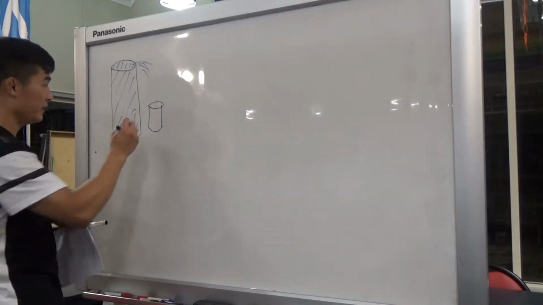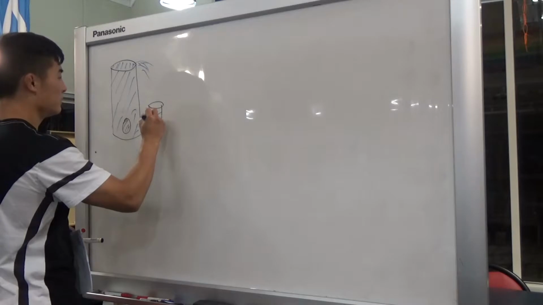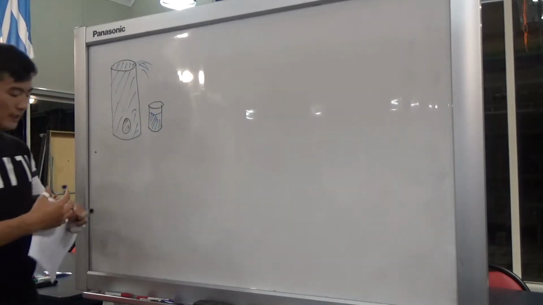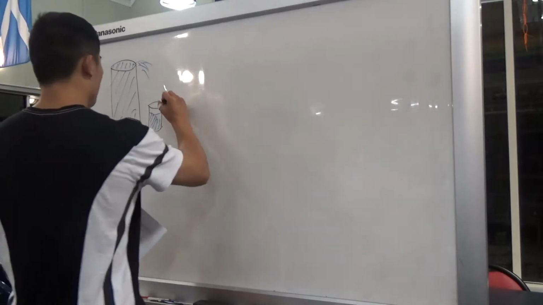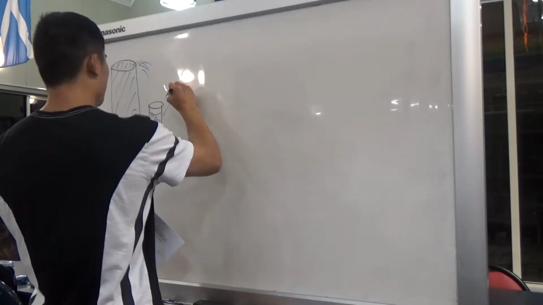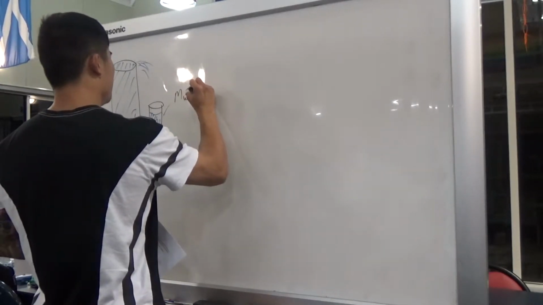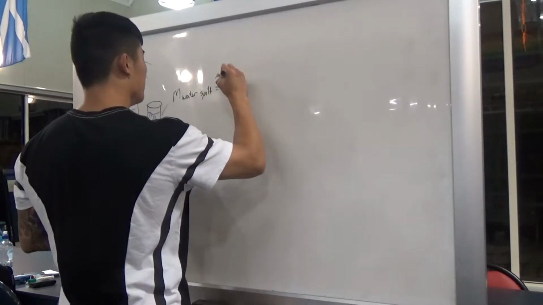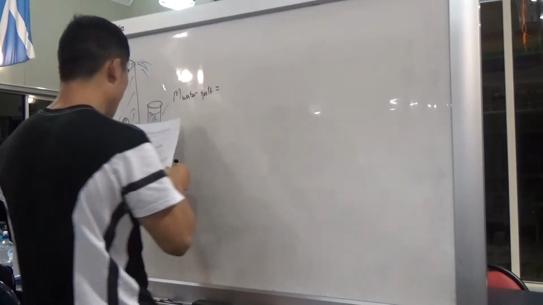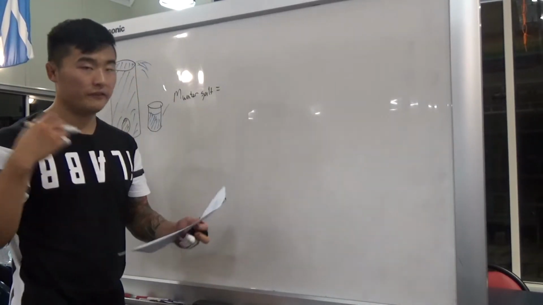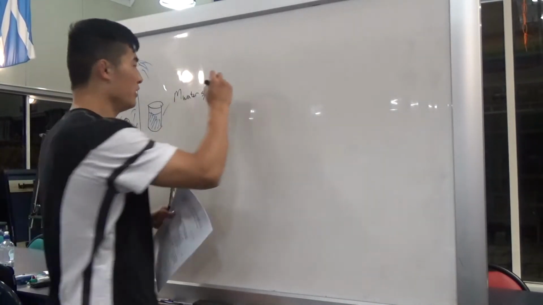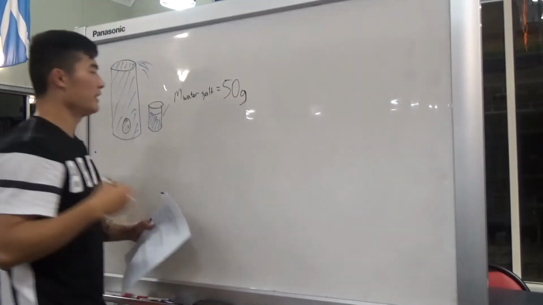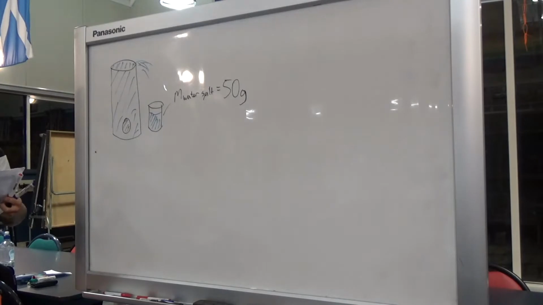So this is the water that has spilt out, and so we know that the mass of the water spilt is equal to 50 grams, right? So we have to convert 50 grams. Oh, no, let's just write down 50 grams for now, okay? So we'll just write down 50 grams. That's the mass of the water that's spilt.